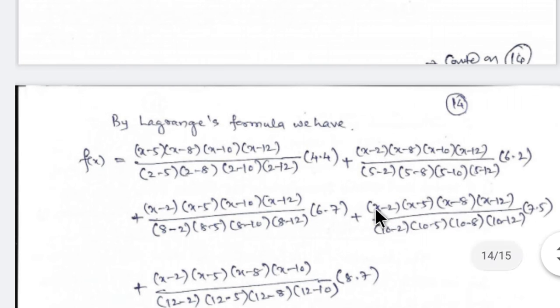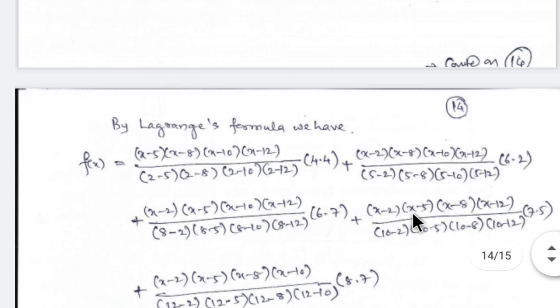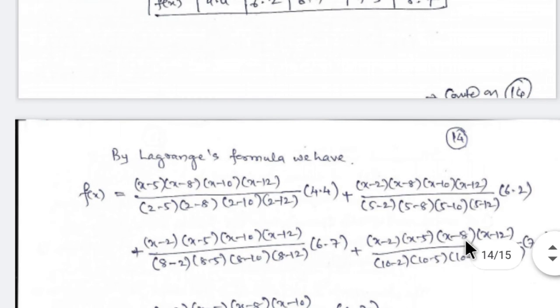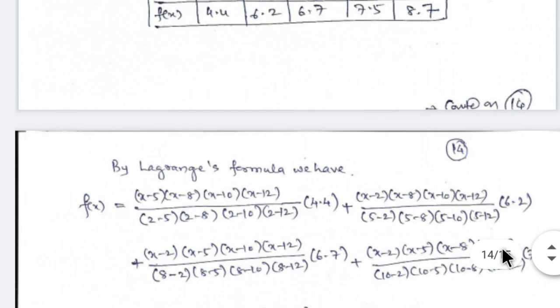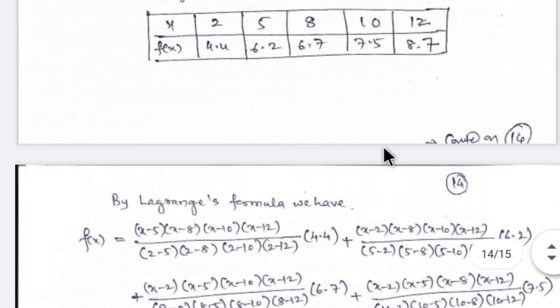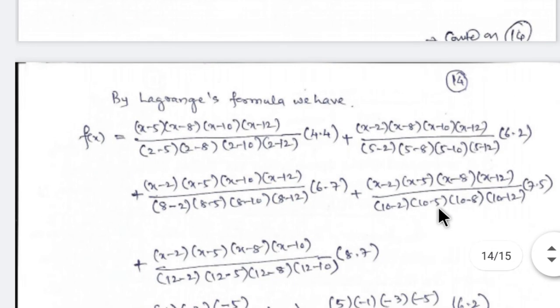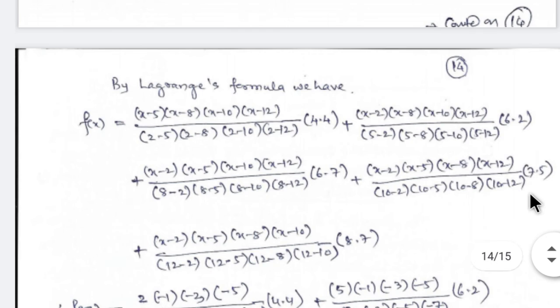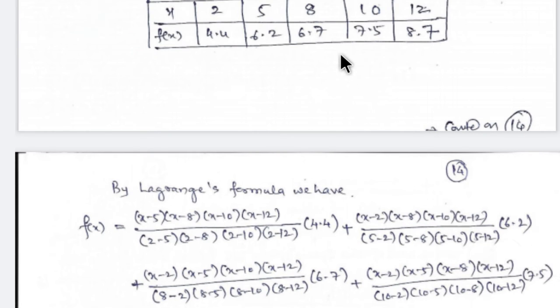Here x3 is absent, x minus x2 is present, so it is (x minus x naught)(x minus x1)(x minus x2), and (x minus x3) is absent here, then x minus x4 directly. In the denominator, wherever x appears, you replace x by x3: (x3 minus x naught)(x3 minus x1)(x3 minus x2)(x3 minus x4), like this. That is 10 minus 2, 10 minus 5, 10 minus 8, 10 minus 12, into 7.5. This is f of x3.